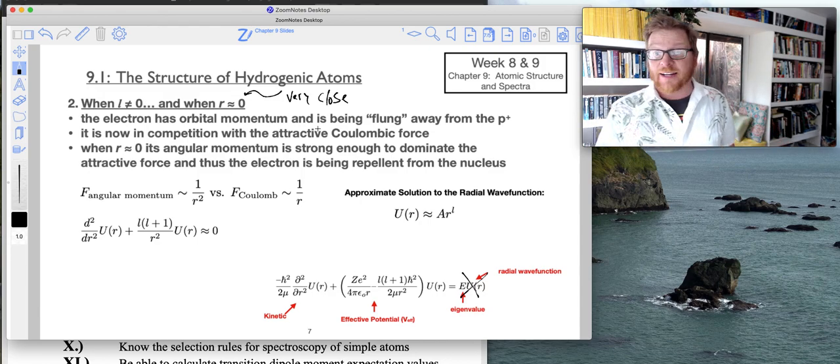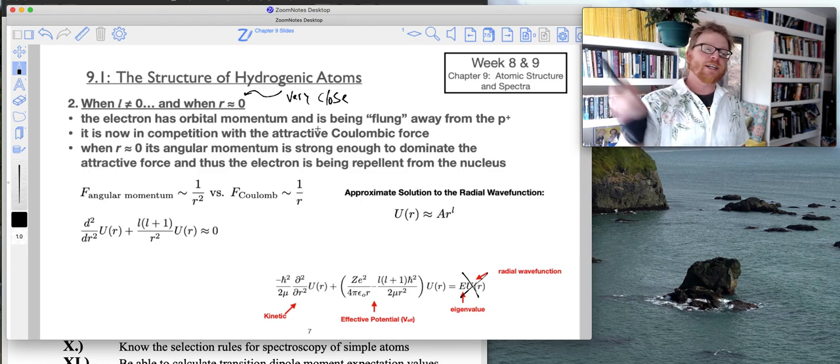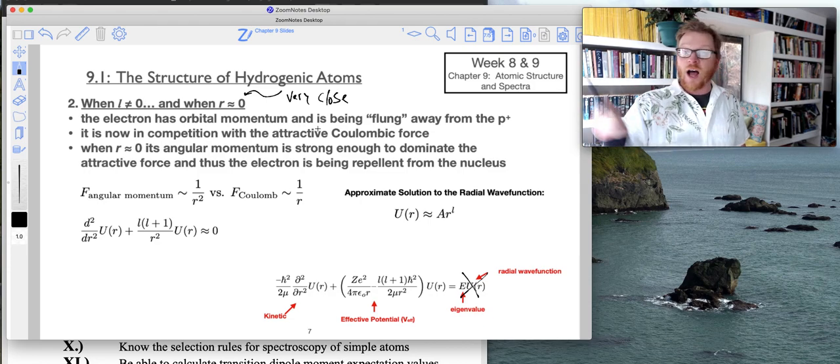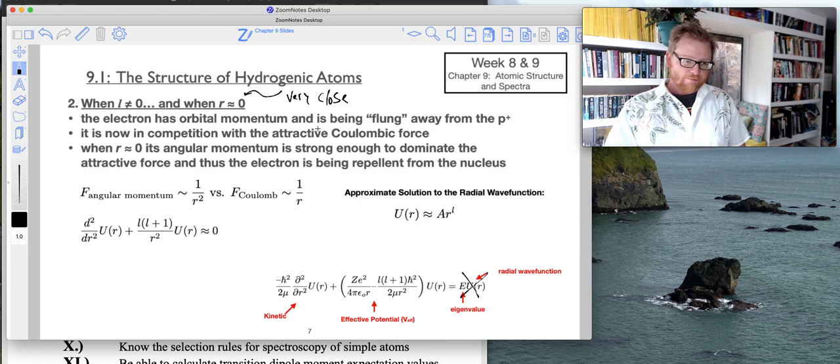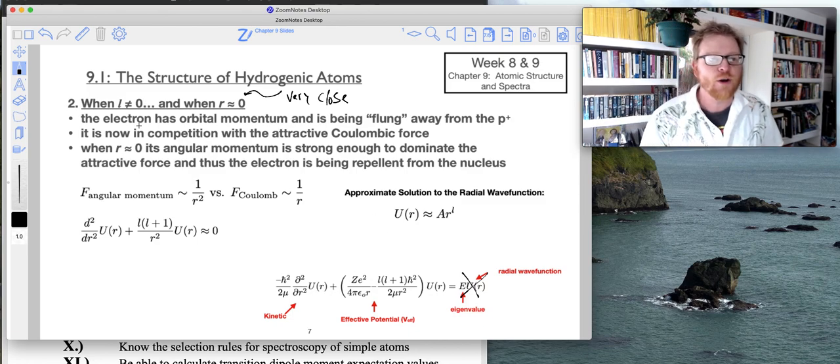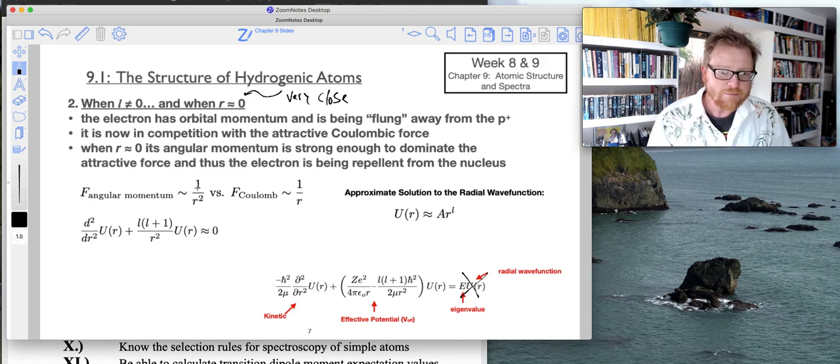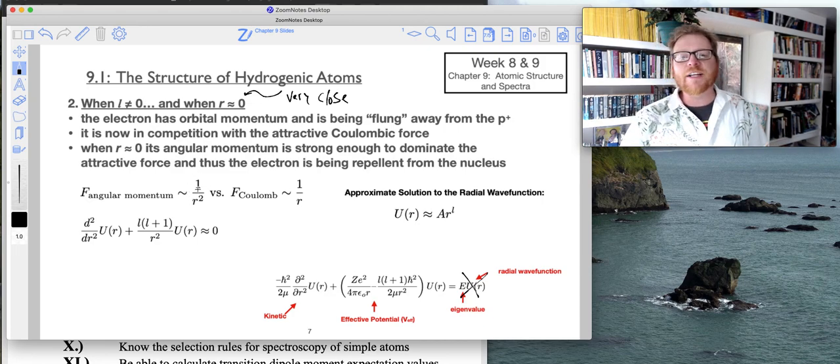So this same thing is happening to the electron. The electron's whizzing around the proton at great speed, and thus it has a large enough angular momentum that the attractive force is no longer important. So when r is equal to 0, its angular momentum is strong enough to dominate the attractive forces, and thus the electron is being repelled from the nucleus.